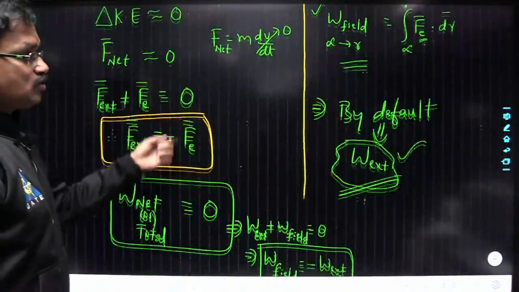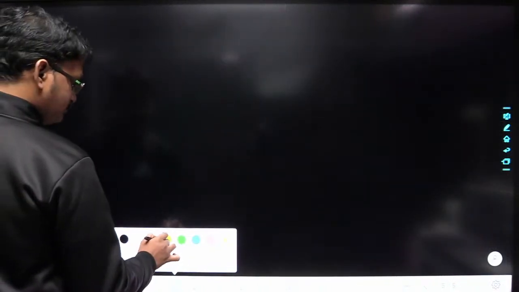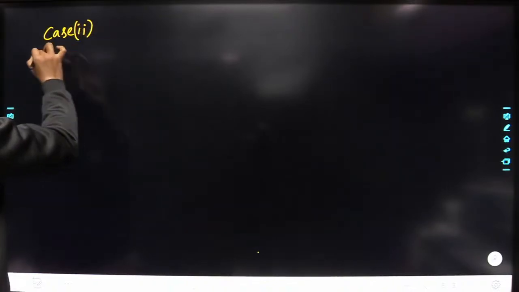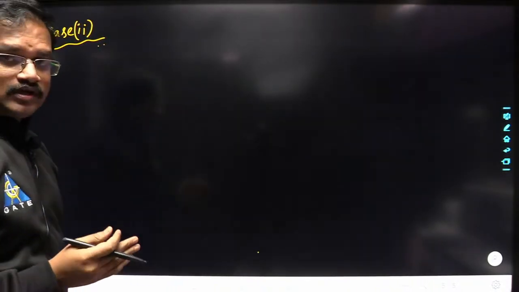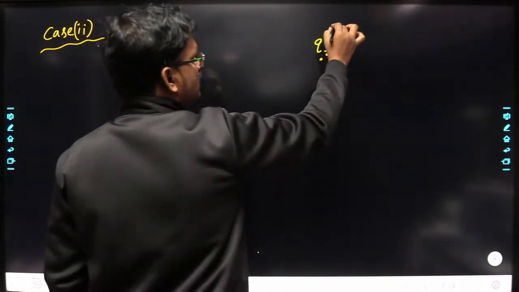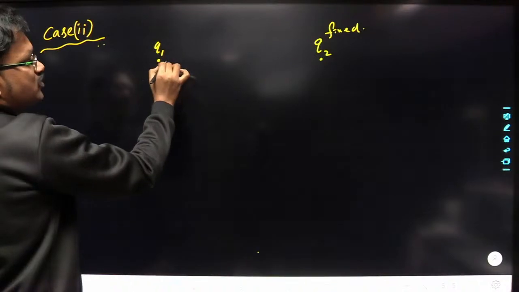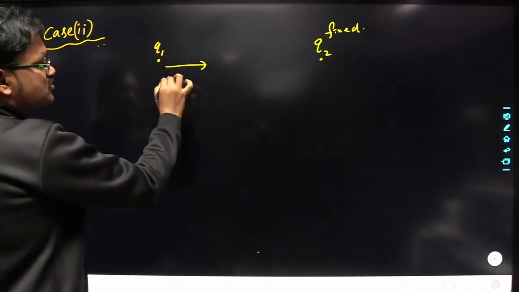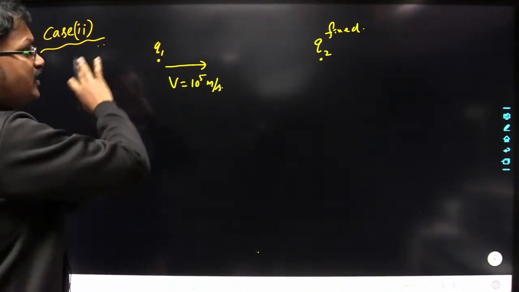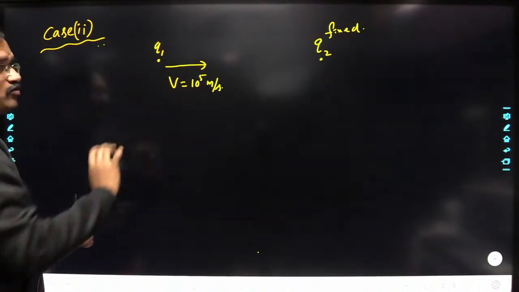So there is another case, that is case 2. What is case 2 here? See, yesterday we have done one problem, yes or no? Here there is some Q2, this is one electron, and it is fixed at this location. From far away, Q1 is projected towards Q2 with velocity V equal to some 10 power 5 meters per second. Understood? Here there is no external force acting on this charge, just it is projected with some velocity. Initial velocity is 10 power 5 meters per second.